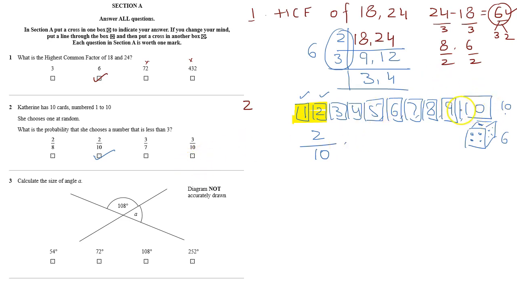If the question is what is the probability of even numbers? So now what are the even numbers? This is 1, 2, 3, 4, 5. We have 5 even numbers. So probability will be 5 over 10.